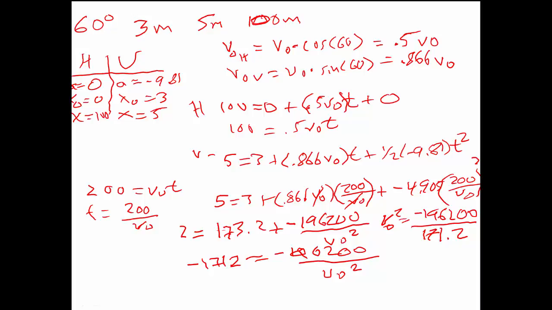196,200 divided by 171.2. I get initial velocity squared equals 1146. Take the square root of that, and I get 33.9 meters per second.